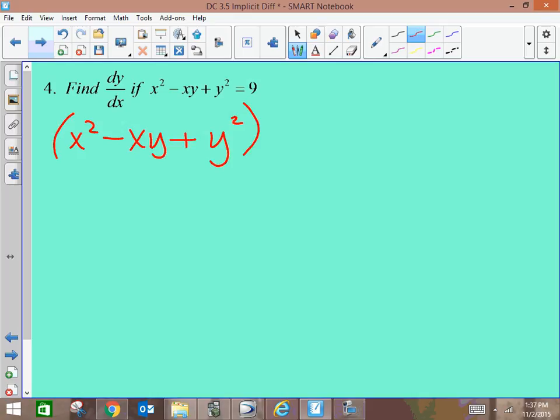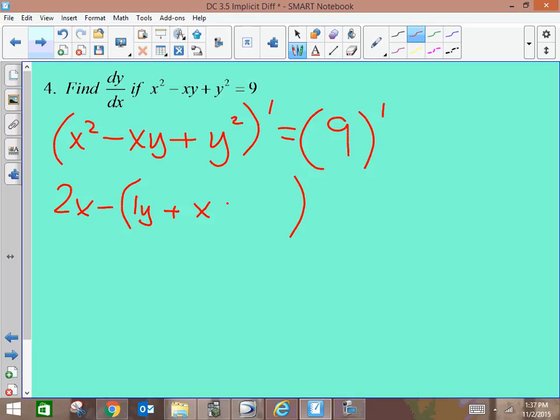All right, I'm going to differentiate each side. All right. Okay, what's the derivative of x squared? 2x. Now, how do I find the derivative of xy? Product rule. So I'm going to put that in parentheses right now because everything behind it until I get to y squared is going to be subtracted. If I don't do it now, I will not remember it. Okay, what's the derivative of x times y plus x times what's the derivative of y?